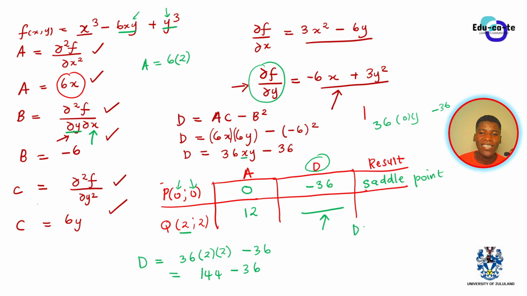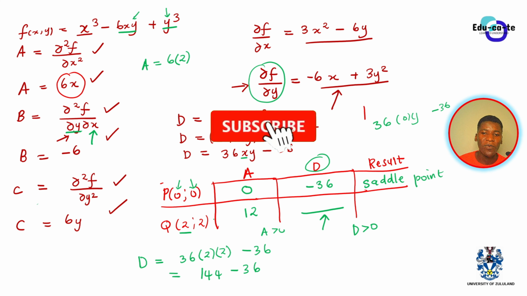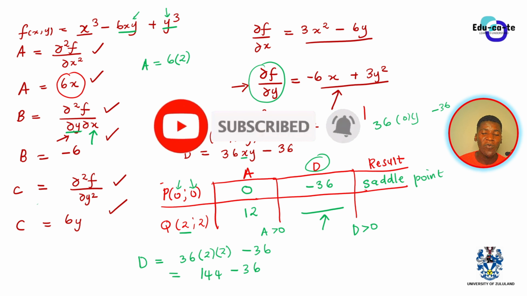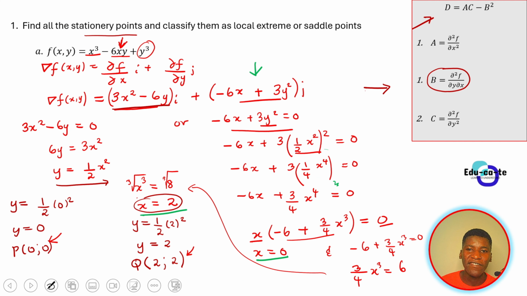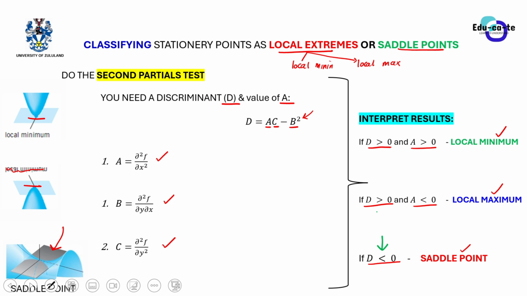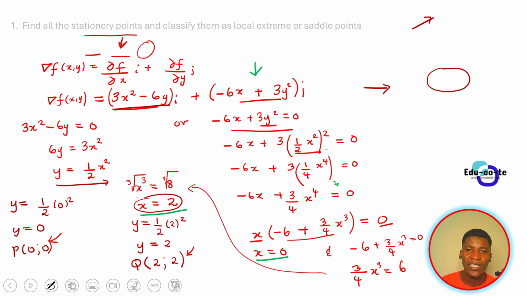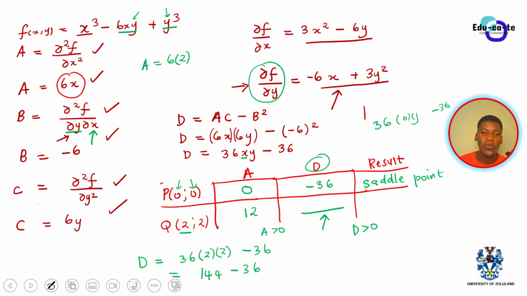So in this case, D is greater than 0, it's a positive number, and A is also greater than 0. So the point Q given by (2, 2) is actually going to be a local minimum. Because remember that, according to how we interpret the results, if D is greater than 0, meaning that D is positive, and A is also positive at that particular point, then this results in a local minimum turning point. So we can classify the point Q given by (2, 2) as a local minimum.